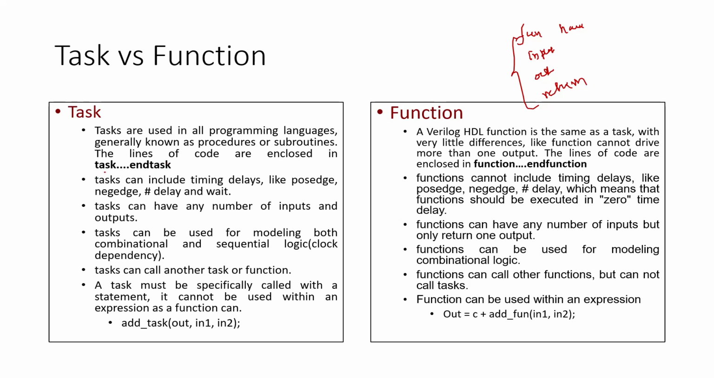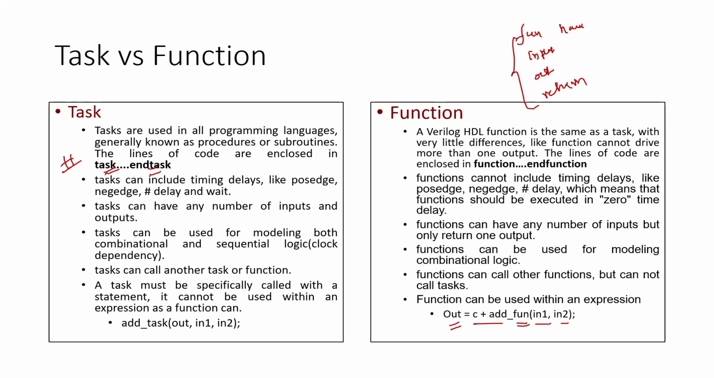In between task and end task, it will be executing a number of statements, and it also allows delay values here. Functions do not allow delays. Only see how the function is represented: output equal to C plus add of function int one comma int two, that is, input 1 comma input 2. So this is the basic function.